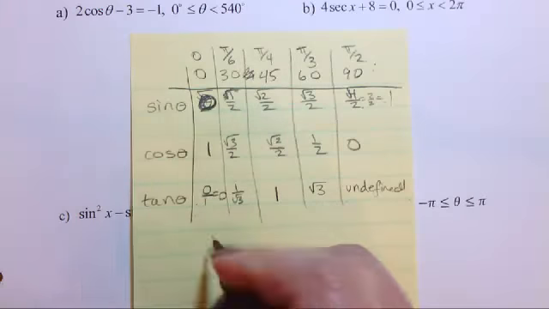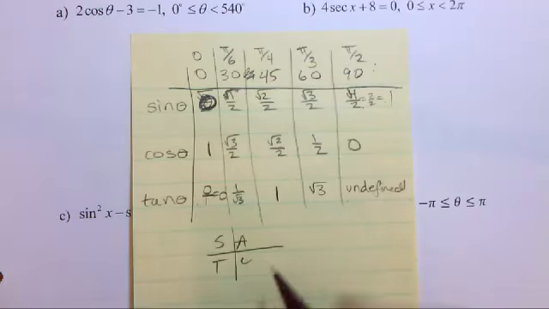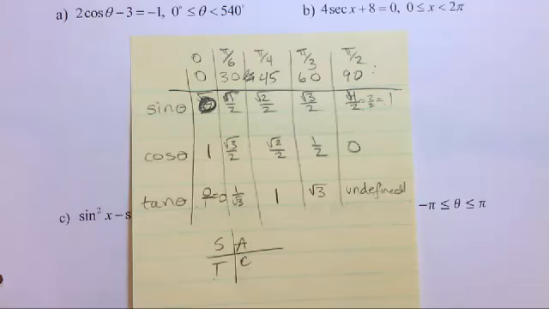You need that, and you also need the CAST rule, which tells you which trig ratios are positive in the respective quadrant. So cosine is positive here. They are all positive here. Sine is positive here. Tan is positive here. Otherwise, they are negative. So that's where the negative values come in from.